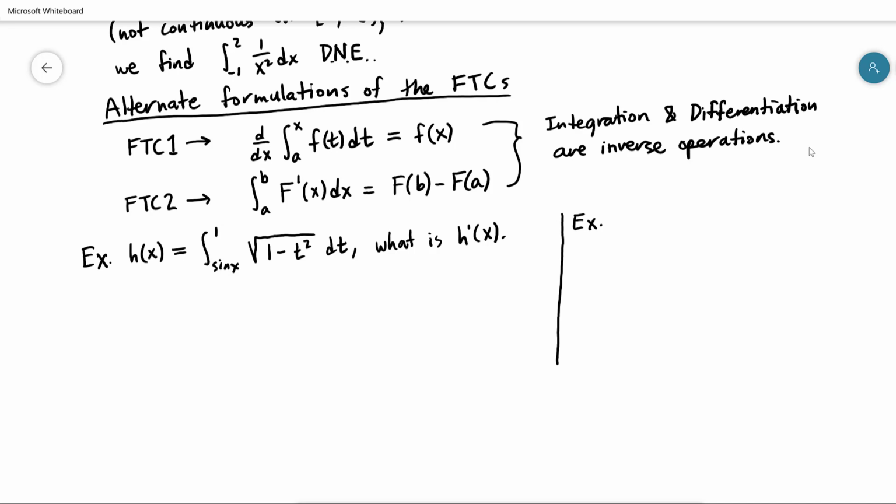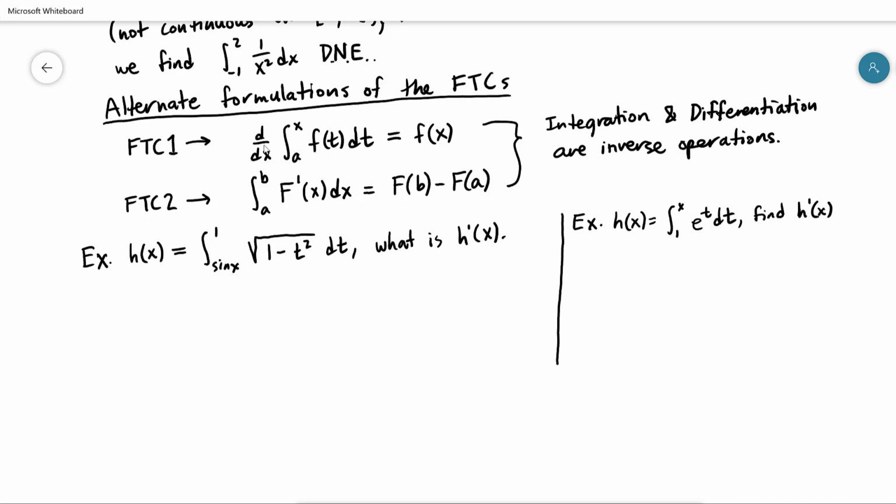What if I just had, same idea, h of x equals the integral from 1 to x of e to the t dt, and I wanted you to find h prime of x. Well, this one's really easy. We can apply this fundamental theorem of calculus directly.